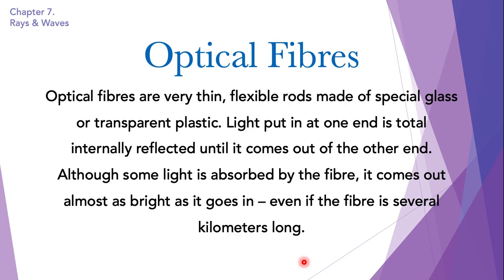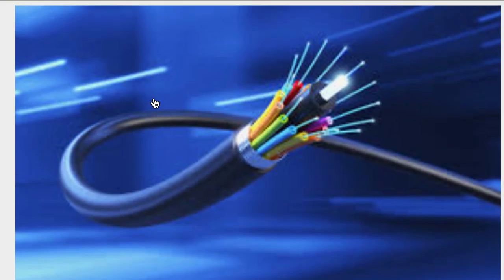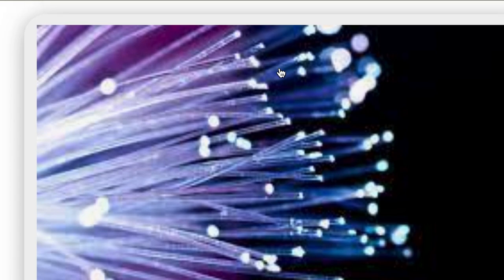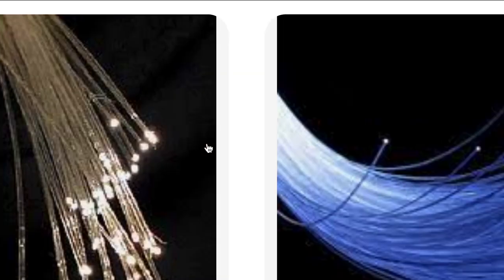The signals are coded and sent along the fiber as pulses of laser light. Fewer booster stations are needed than with electrical cables. So this is what an optical fiber looks like. These are optical fibers, and as you can see, there is light coming out of these optical fibers, which is total internally reflected.